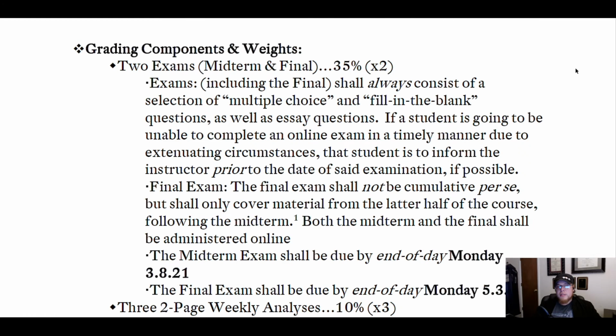Now let's get into assignments for the class. So for this class, there are 5 assignments: 2 exams and 3 weekly analyses. This is an introductory course, so I don't want to overburden you. So here's the way the exams work. There's 1 midterm, 1 final, and I've got the dates for them in here.